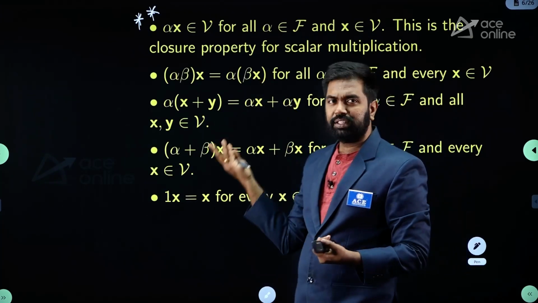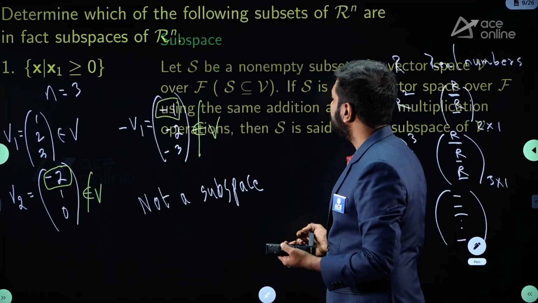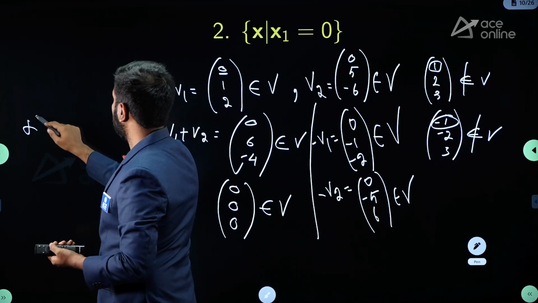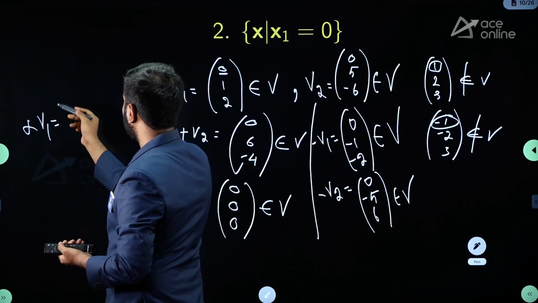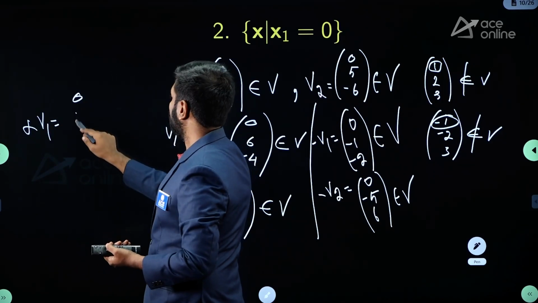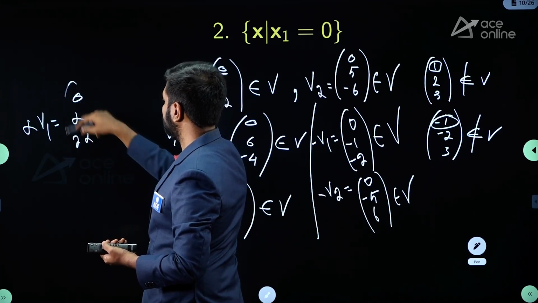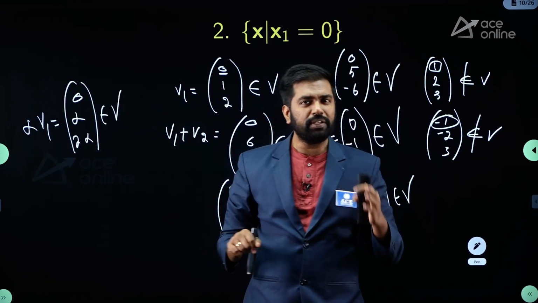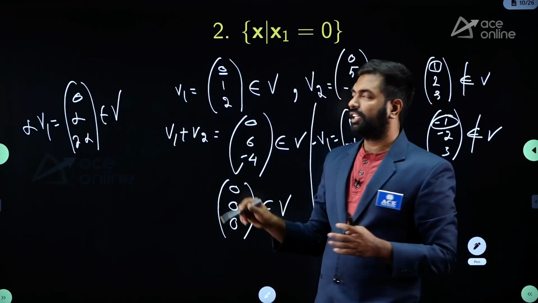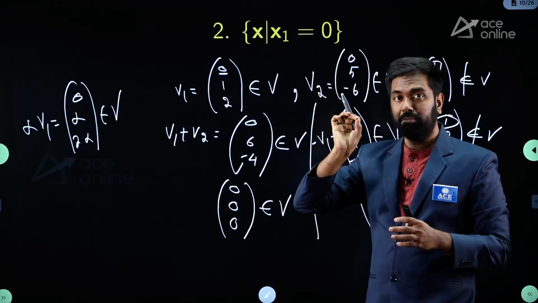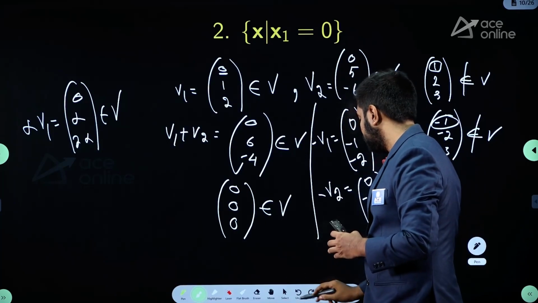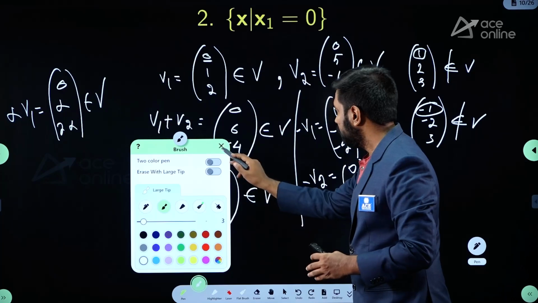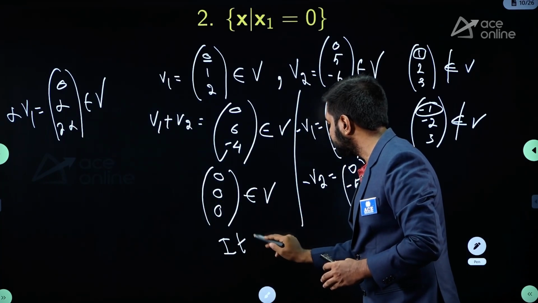If you want to check alpha x, yes, you can check that. For example, what would be alpha into V1, students? Alpha into 0 is 0, and then alpha and then 2 alpha. Yes, this is also part of V. So, all the conditions are satisfied, hence the given set of vectors forms a subspace. What's the answer? Yes, it forms a subspace. Let's write that. It is a subspace.